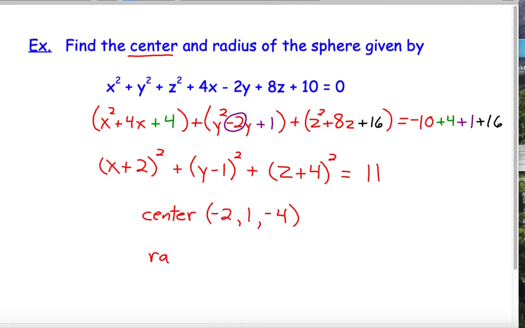And then what's the radius? Well, the radius squared is 11, so the radius will be the square root of 11, 3 point whatever it is. And so that's how you find the center and radius. You have to complete the square.